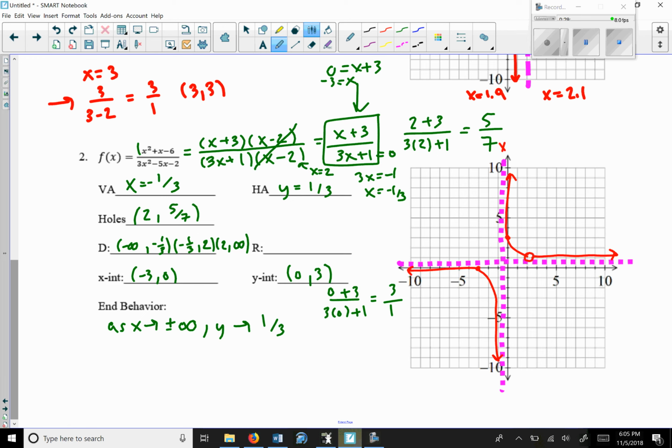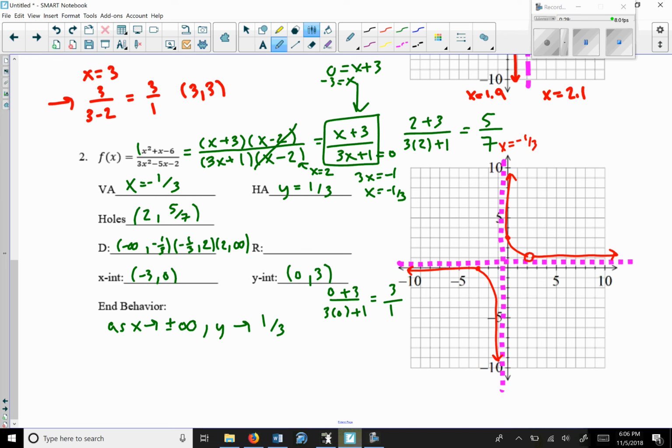So we know this is x equals -1/3. You would just need to pick values to the left and the right of -1/3, very close to -1/3, but not exactly equal to it. And so my range in this case is slightly different because we don't have any values on our horizontal asymptote, or we also are missing that y value from the hole.